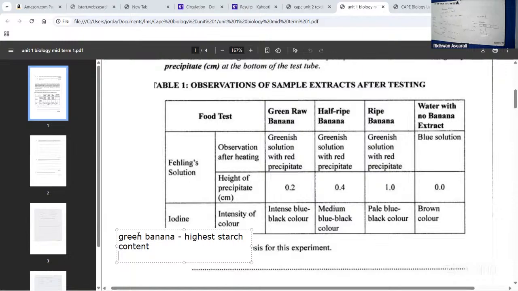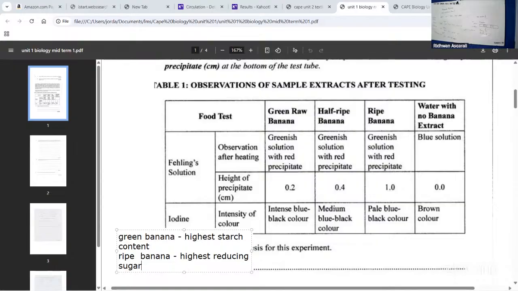What would have the highest reducing sugar content? Which one of these has the highest reducing sugar content? Right? It would be the ripe banana because of the color change as well as the height of the precipitate. So ripe banana would have the highest reducing sugar content. And then you do the same thing for the lowest. So which one has the lowest starch content?